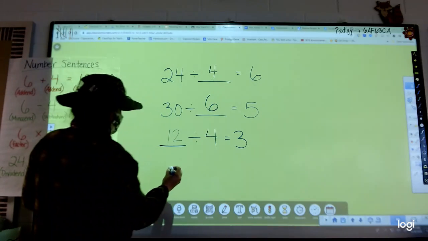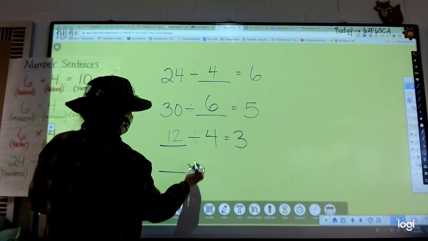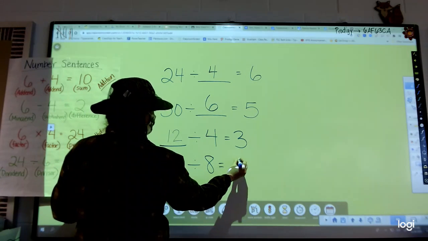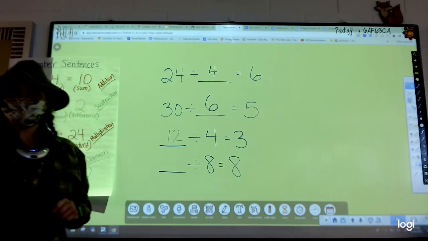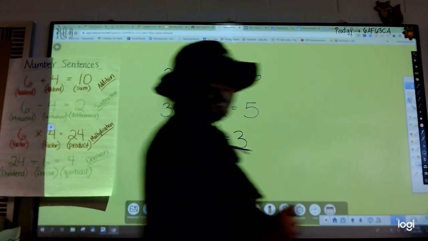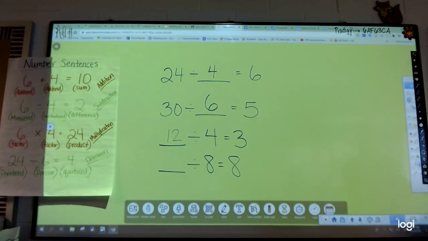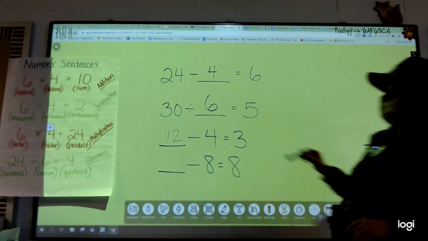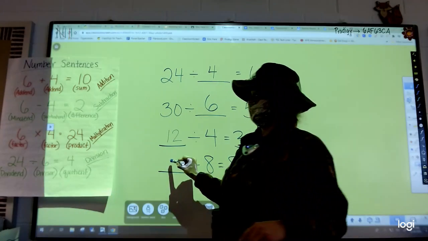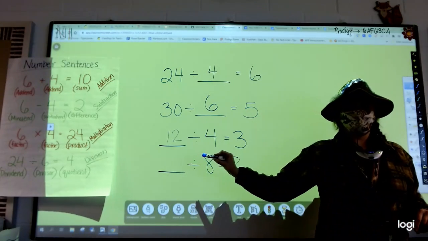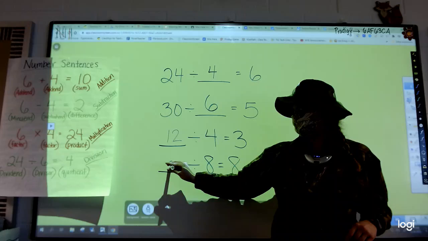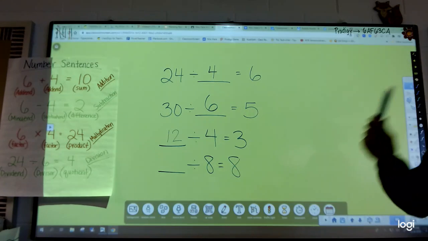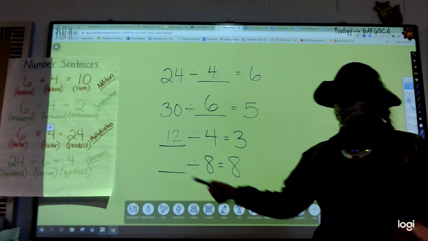All right, let's try one more review problem. This time let's do blank divided by 8 equals 8. Okay, you don't want to go too quick on these. You really want to think it through. In division, should this number here, our dividend, always be the largest number? Yes, always. So if you're getting a smaller number here, that is not correct. All right, Clinton, walk us through your thinking on how to solve this.